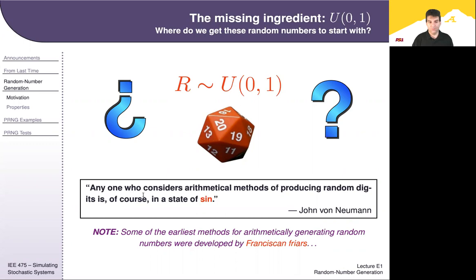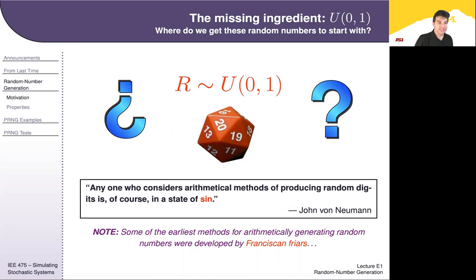This is a quote from von Neumann, a famous mathematician who did a lot of things, like game theory and all sorts of other things. One of our basic models for computation, the von Neumann architecture for the modern computer, came from him. So this is von Neumann saying it's dangerous business to get in there. He called it a state of sin, which is a little funny because some of the first documented random number generators were actually developed by Franciscan friars. It's an interesting irony.